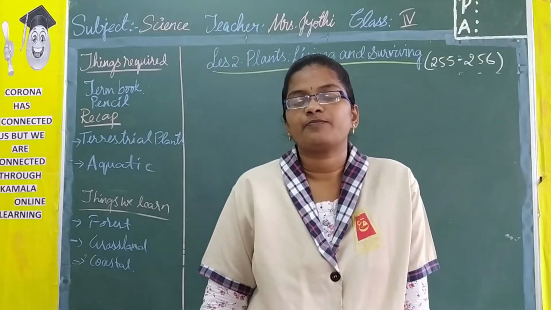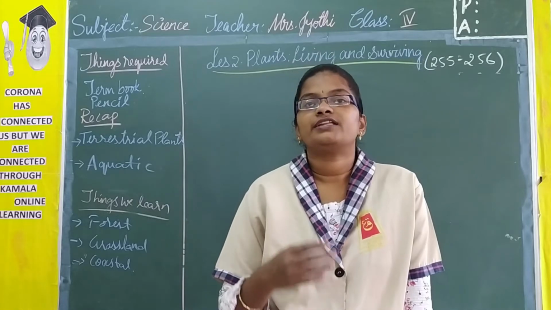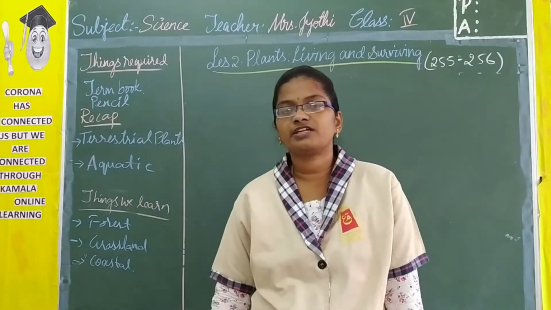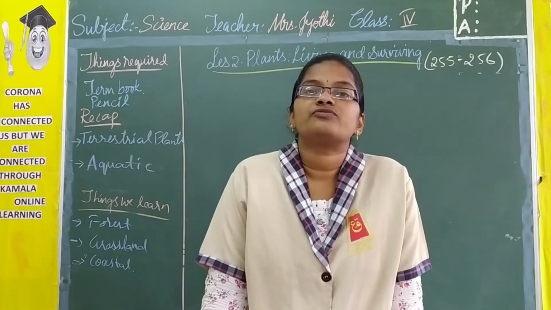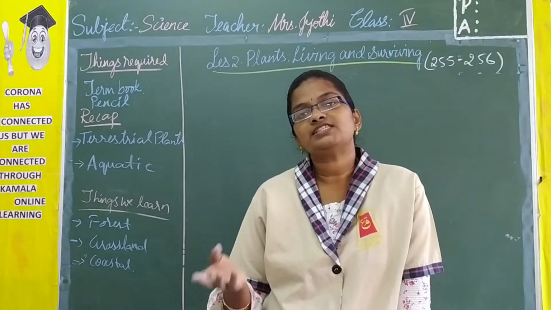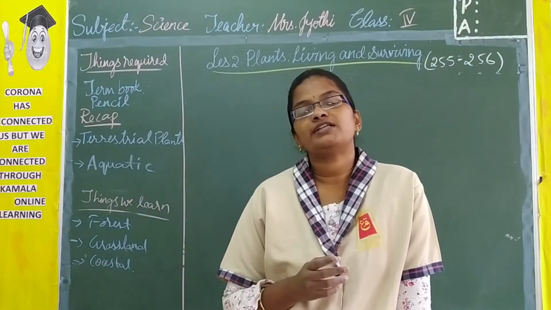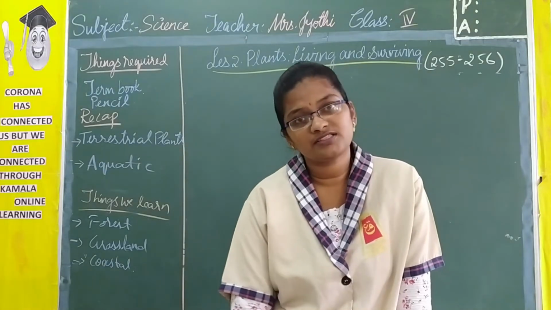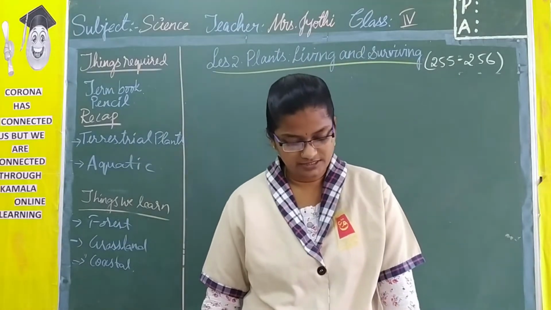aquatic. Now in terrestrial, again there are types, and we have learned about different terrestrial plants like plants which grow in desert areas, then plants which grow in mountains and hilly areas, then plants which grow in marshes and in plains. Again in plains there are 2 types of plants.